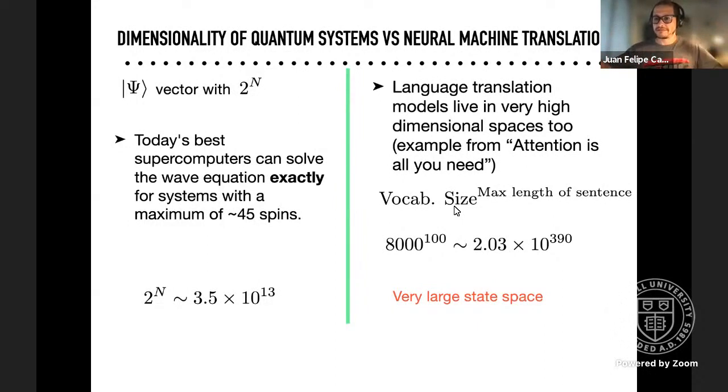the maximum length of a sentence, and the equivalent of the local Hilbert space is the vocabulary size, right? For instance, if you are going to read a typical article on the BBC news, it's about 8,000 words that you want to understand, and then say for a paragraph with 100 words, you have 8,000 to the power of 100, which is very, very big. Okay, so this is a very large state space. So that's the first commonality, high dimensionality, between the problems that we tackle in quantum physics and in machine learning.